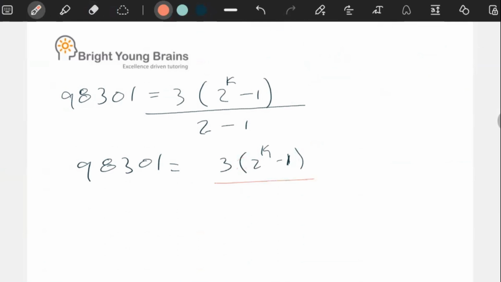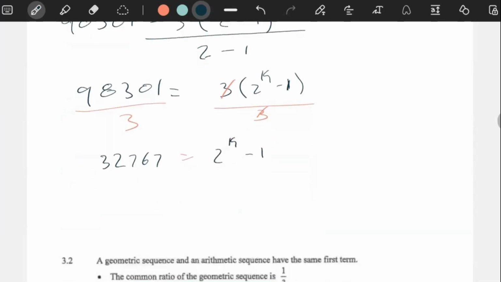So here we can carry on. We can divide both sides by 3. This goes away. 98,301, if you divide this by 3, you're going to have 32,767 here. This is 2 to the power of k minus 1. And then you can take the 1 to the other side. It's going to be 32,768.